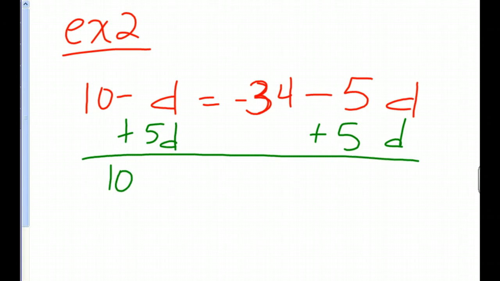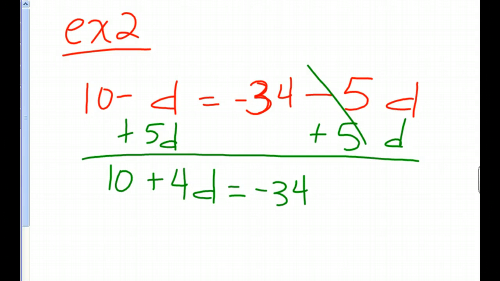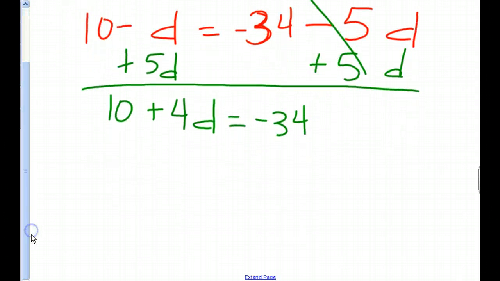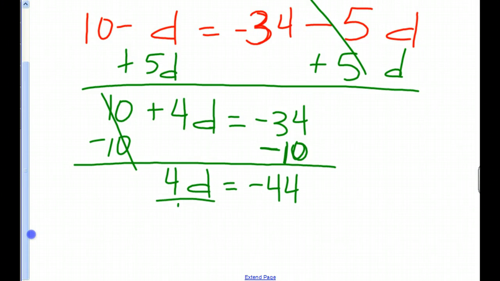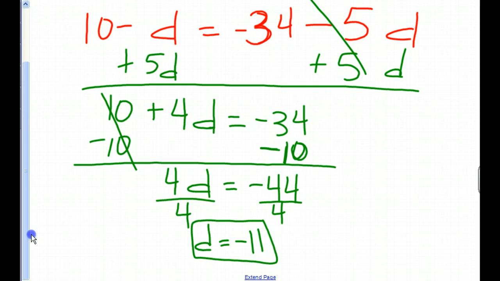So I get 10. Negative d plus 5d is going to give me a positive 4d. That equals negative 34. Well, now again, I just have a two-step equation. All my variables are on one side, right? All my d's are over here on the left. I minus 10 from both sides. So this cancels. I get 4d equals negative 34 minus 10, which is going to give me a negative 44. So I divide both sides by 4. I get d equals negative 11, because a negative divided by a positive is a negative.